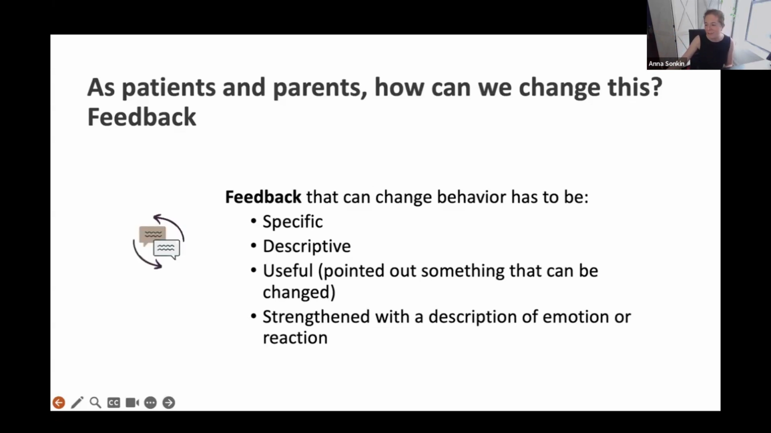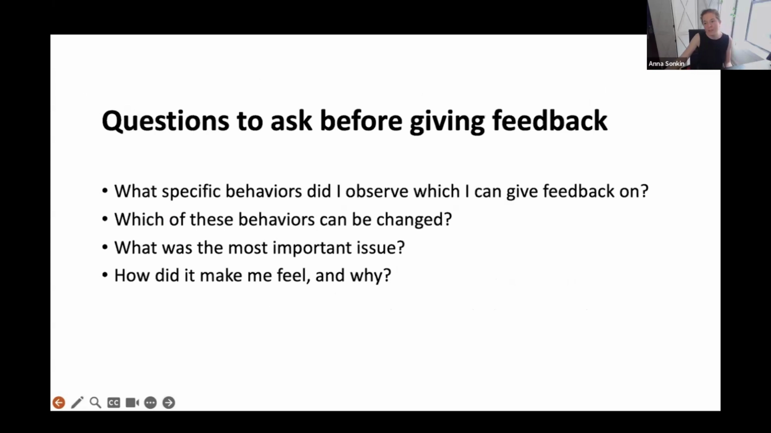So what I'm inviting all of you to do is, if we decide to give feedback, think about the interaction or the group of interactions that we had, and about what the specific behaviors are that we observed. I actually think this could apply to society and all those things that we've been talking about, that we would want to give feedback to the wider community about, right? About that war language, about stigma even. So what are the specific behaviors that we observe? Which of these behaviors can actually be changed? What was the most important issue?